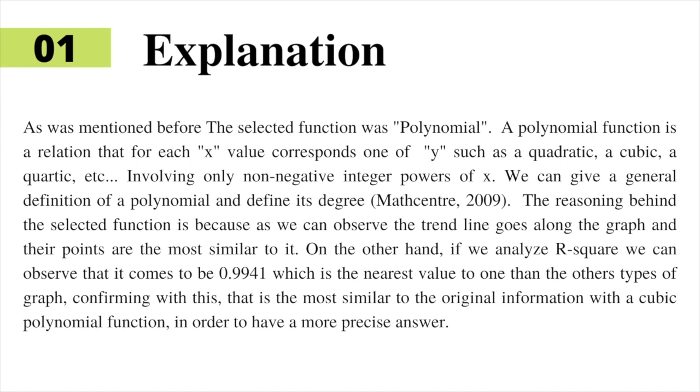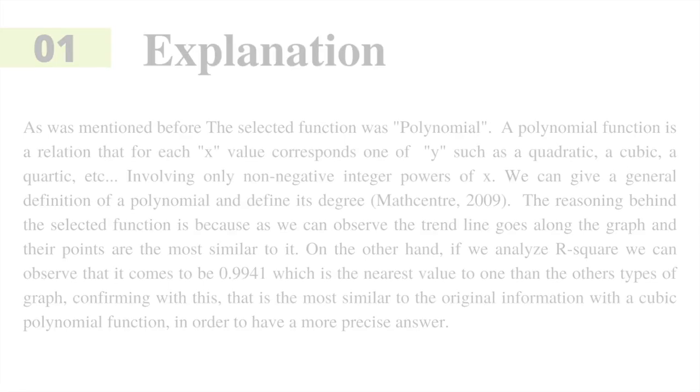The reasoning behind the selected function is because, as we can observe, the trend line goes along the graph and the points are the most similar to it. On the other hand, if we analyze R squared, we can observe that it comes to be 0.9941, which is the nearest value to 1 compared to the other types of graph, confirming that it is the most similar to the original information, with a cubic polynomial function in order to have a more precise answer.